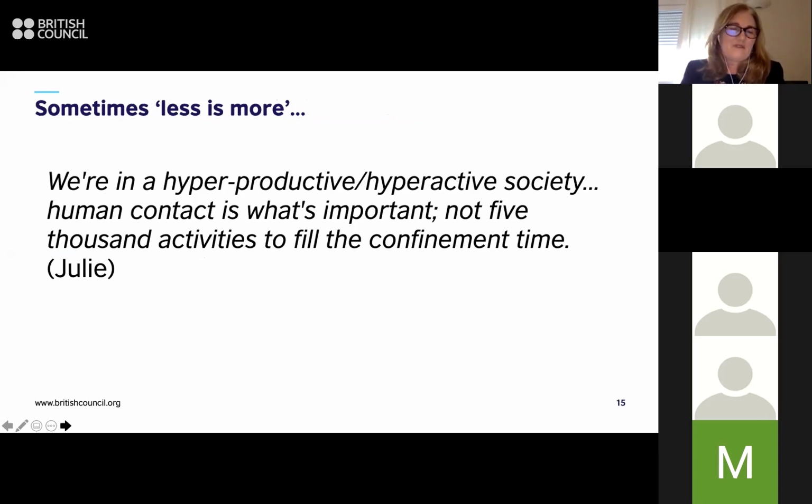And I really loved this comment from Julie in the chat. She said that we're in a hyperproductive, hyperactive society, and really human contact is what's important at the moment, not 5,000 activities to fill the confinement time. And I couldn't agree with you more, Julie. I think that's a brilliant take on things. And I think that's what we're trying to do here, is look at sometimes just a simple project idea that is open-ended. It gets the children engaged.